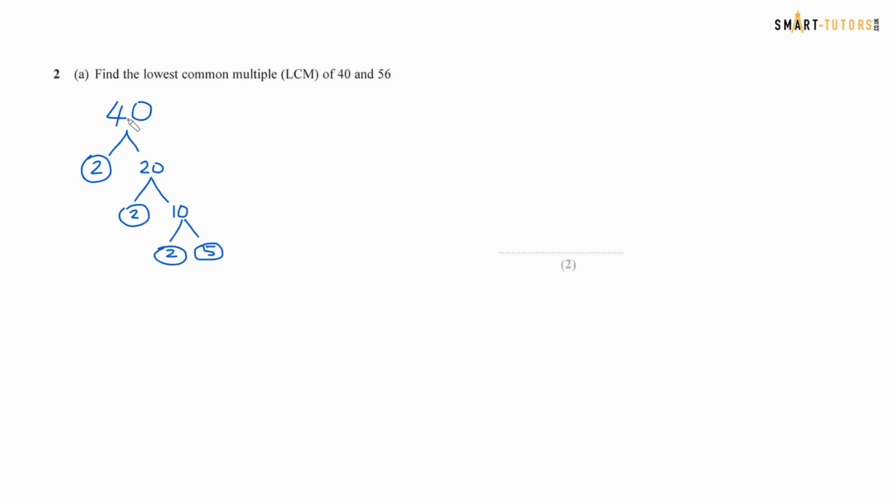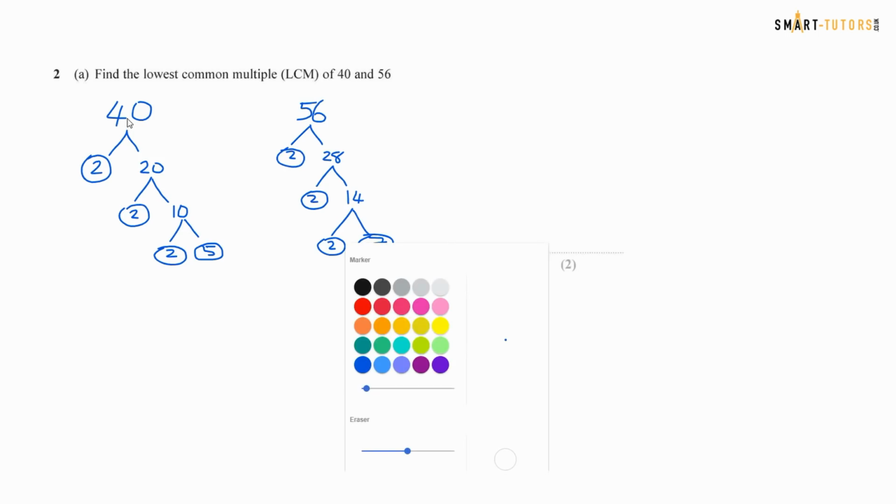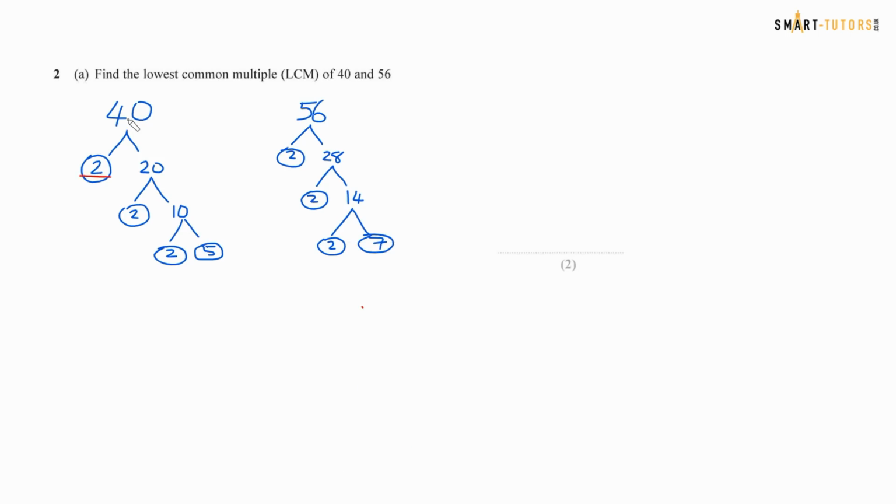So from the factor tree we found all the prime factors. We'll do the same thing for 56. So 2 times 28, then 2 times 14, 2 times 7. So those are all the prime factors for 56 from the factor tree. Now we need to pair them up. There's a 2 common, so instead of 2, 2, the LCM is going to take one 2.